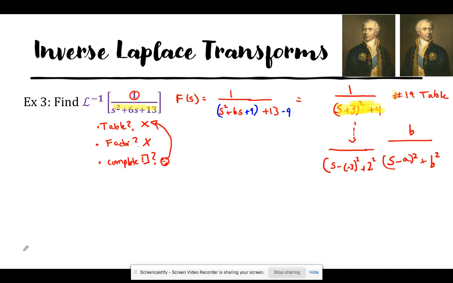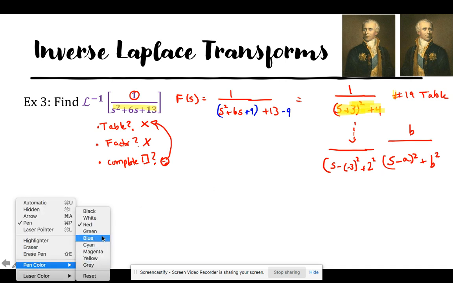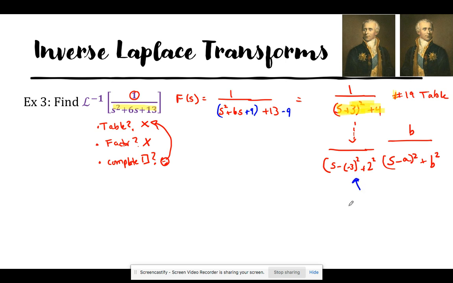Excellent. So at this point, what do I have? -3 is my a. 2 is my b. In order to match this form, what do I have to have in my numerator? I have to have a 2, right? But I don't. How can I see what you want and legally make it happen? I want a 2 up there. That's not legal until I do what? That.